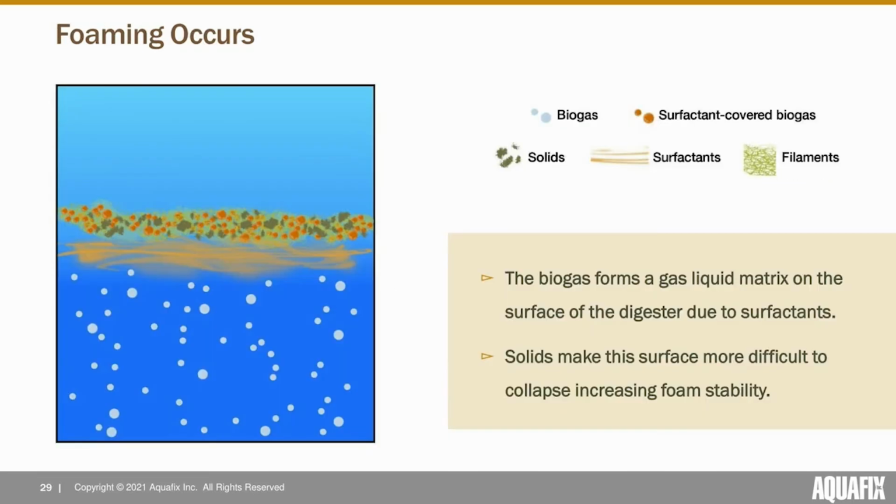So generally speaking, foaming is caused by a mix of a variety of different causes. Of course, biogas production, solids, and some surfactants are always going to be present. But something like filaments could make the whole situation worse, or if you have higher than ideal solids, you might have more propensity for foaming in your process, because all of these will form a thicker and thicker matrix at the surface of a digester in order to entrap biogas.